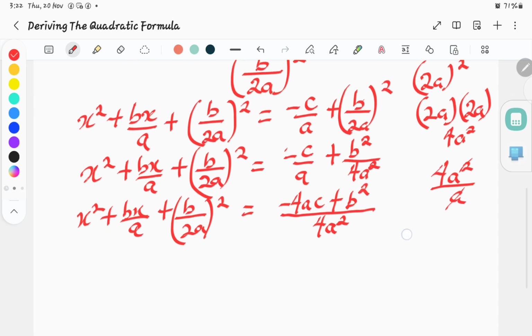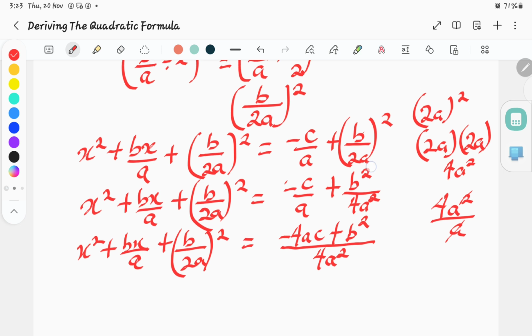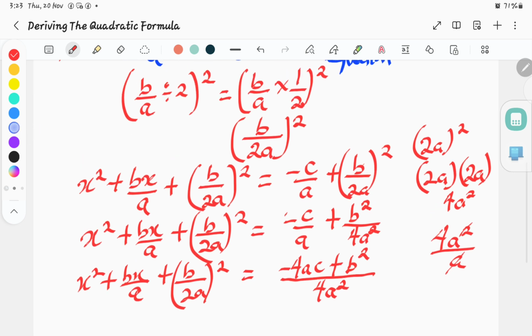Now the next thing we want to do is factorize this left hand side of the equation, because if you look at this, this is quadratic. But the very easiest way to always factorize it is, if you look at the results when we divided by 2, this was what we got when we divided by 2. We got b over 2a.